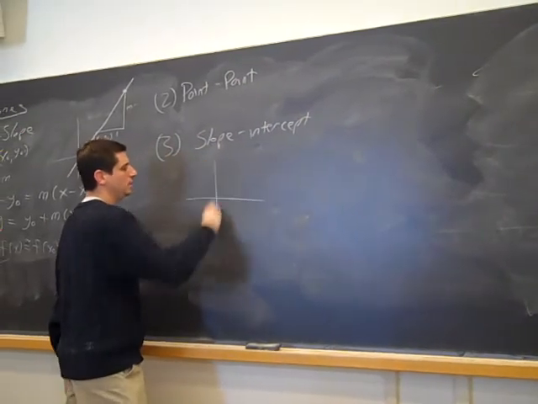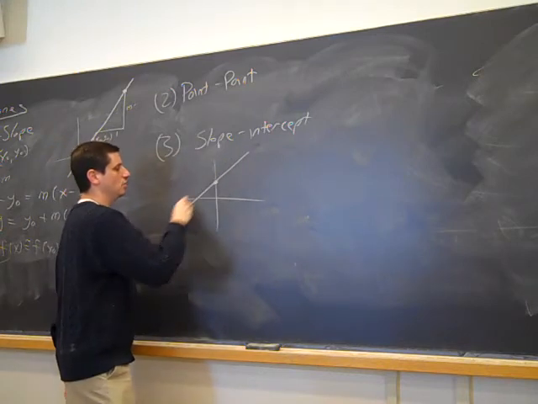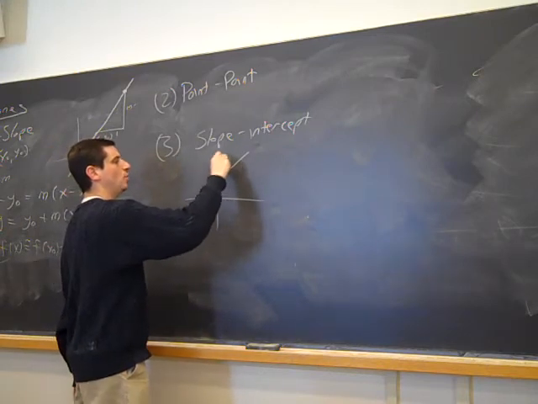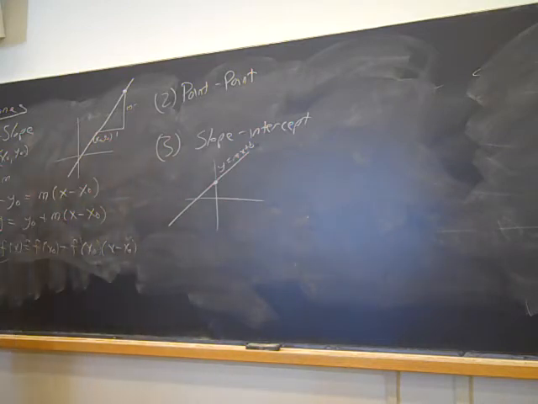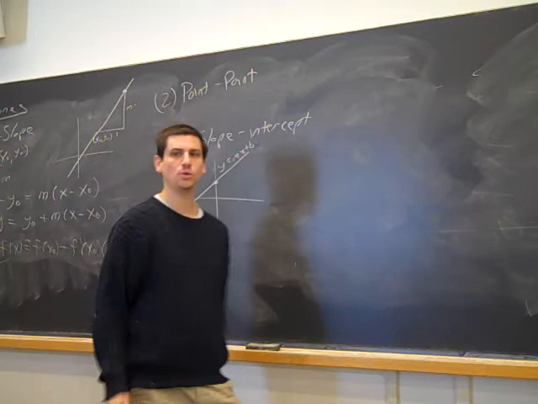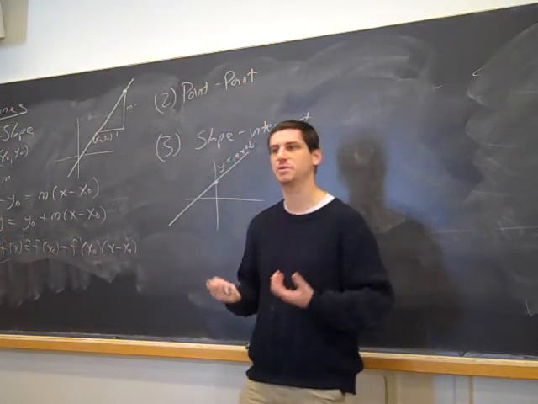So I could give you, here's where I hit the y-axis, here's my slope. And this will be y is mx plus b. So depending on how you're given information, different forms of the line are more convenient. Okay? What I want to do now is look at how we can write a line in 2, 3, 4, 5, 6-dimensional space.